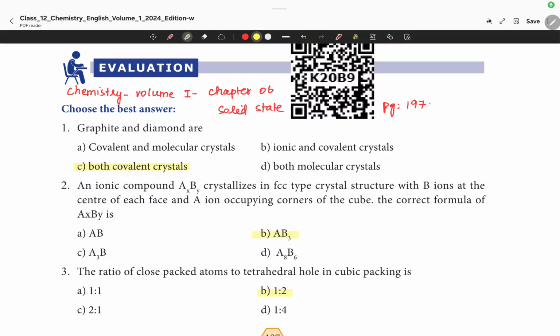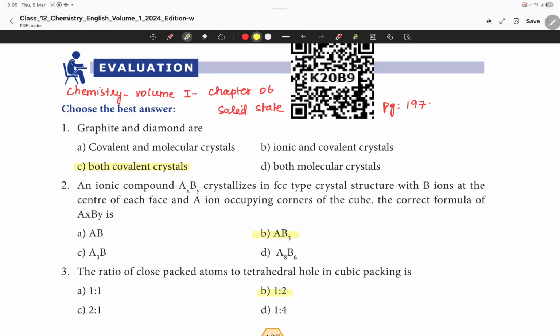Chemistry, Volume 1, Chapter 6, Solid State, page 197. Graphite and diamond are both covalent crystals. An ionic compound AxBy crystallizes in FCC type crystal structure with B ions at the center of each face and A ions occupying corners of the cube. The correct formula of AxBy is AB3.